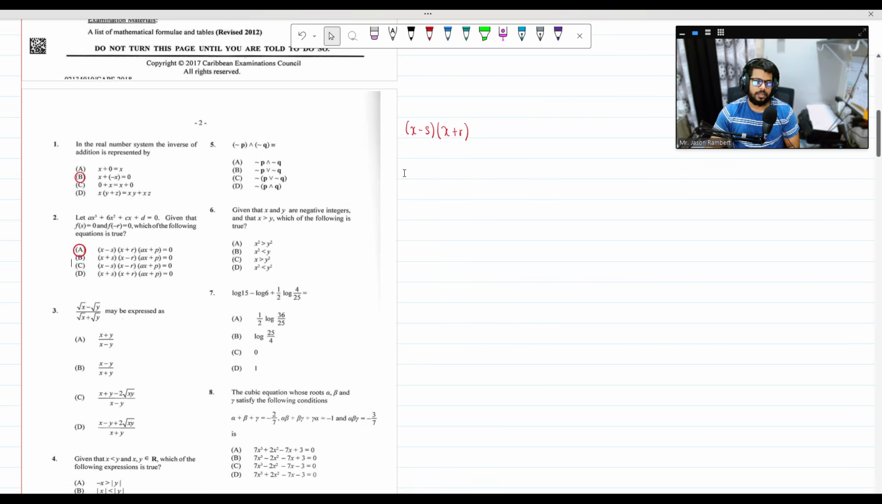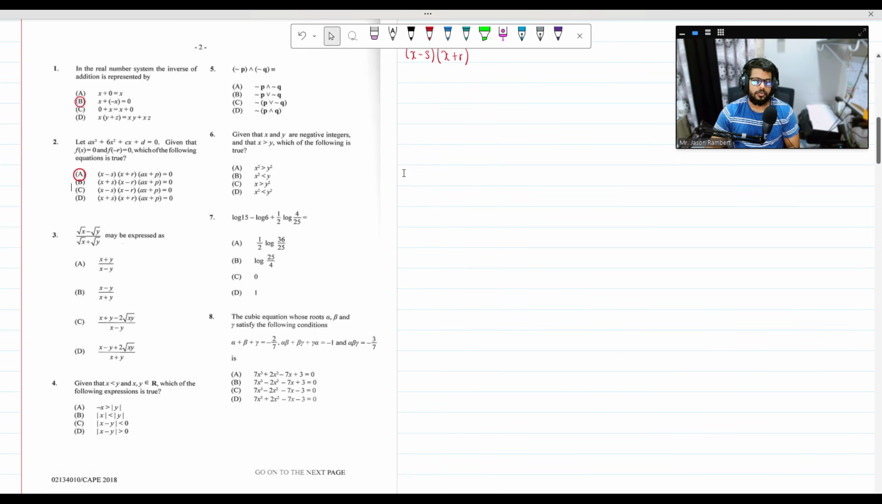So X minus s, x plus r, I'm going to get A to be my answer. Next: root x minus root y over root x plus root y. So let's go ahead and rationalize. We will be rationalizing the denominator first. Check and see if that works. If that doesn't work, I'll just try to rationalize the numerator.